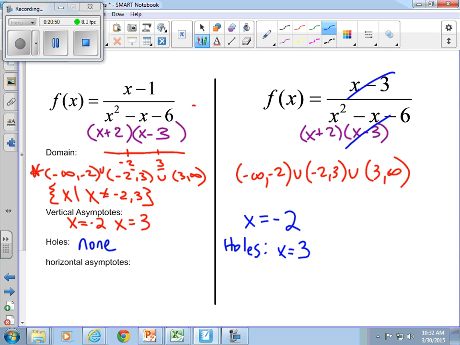Okay, if you will, look at that graph. I'm going to show you that really quick. If you look at your calculator on this graph, I want to show you the difference between a vertical asymptote and a hole and how those work out in your calculator.